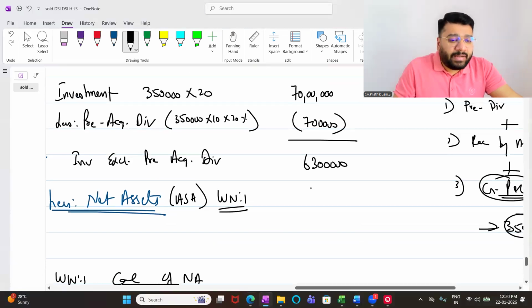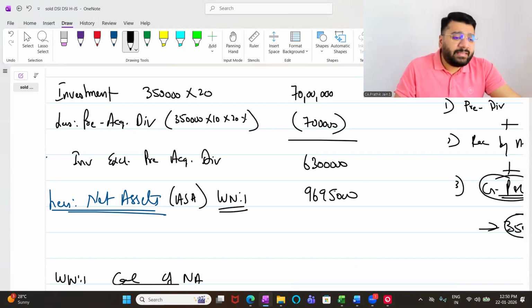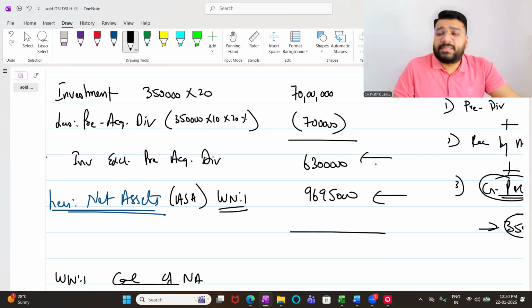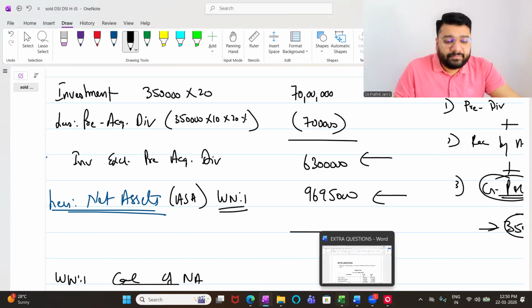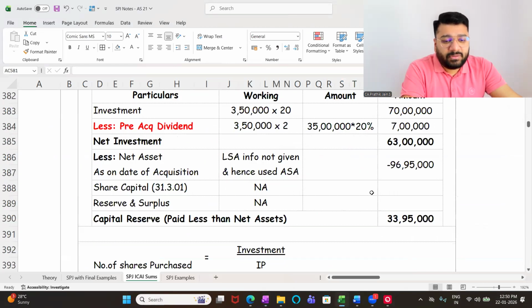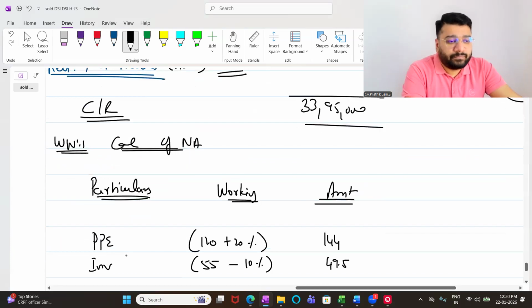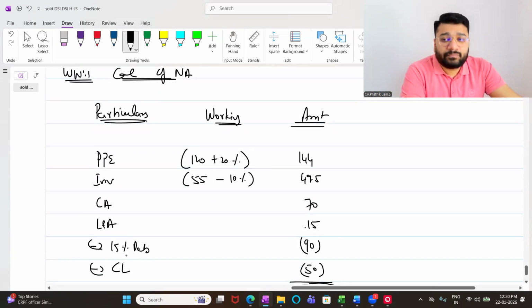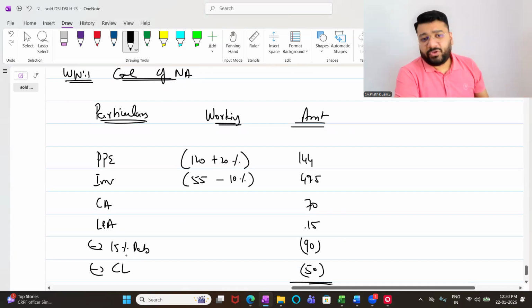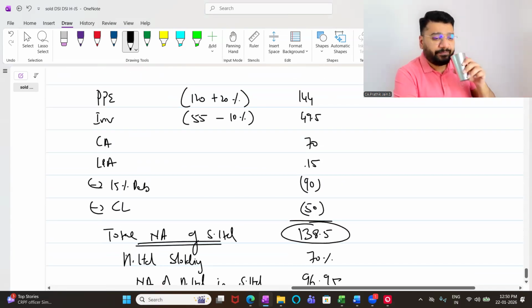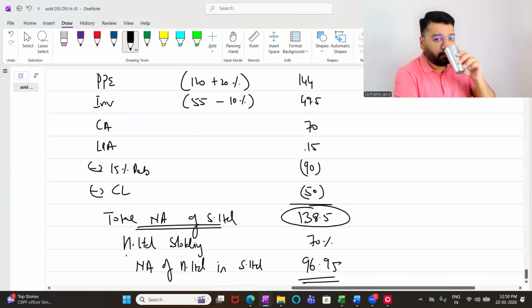So come back and substitute here. 96.95 in terms of lakhs, how much? 96 lakh 95,000. You got 96 lakh 95,000 worth of product by paying only 63 lakh. So what is the money that you have saved? 33 lakh 95,000 is capital reserve. You don't have to segregate share capital and reserve and surplus because we are following here asset side approach.